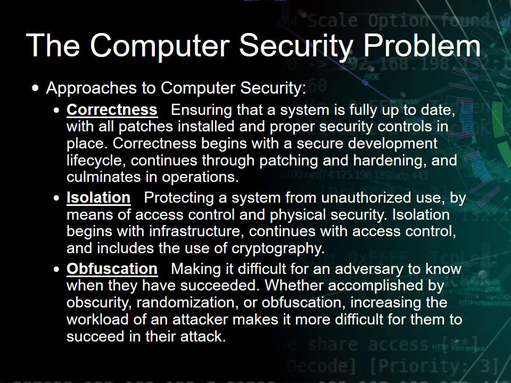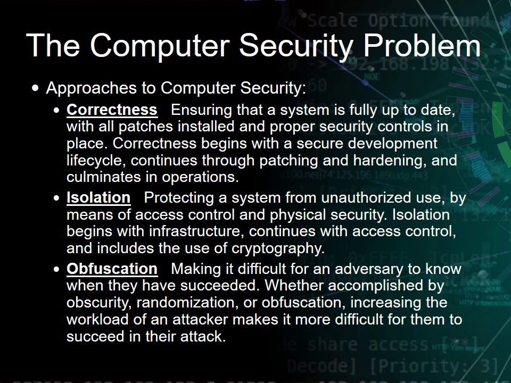Now, one article I read stated that approximately 80% of all major breaches are the result of a patch or vulnerability that's been patched for at least 6 months, but was not on a particular system that was hacked. So, once again, correctness is ensuring that it's fully up to date with all patches, and you eliminate approximately 80% of your risk by doing so.